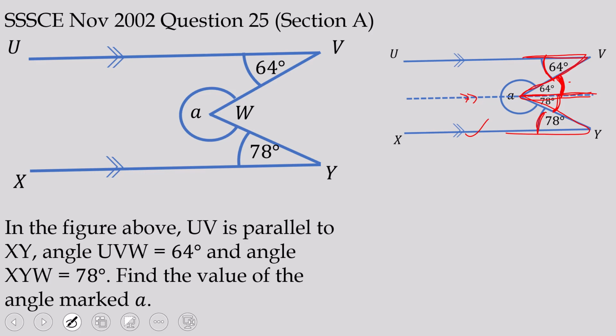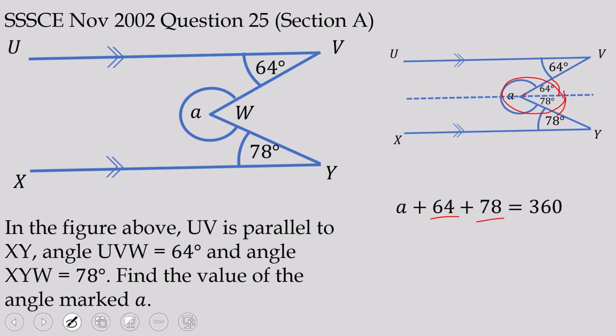So now we have this as 64 and we have this as 78. Now we know that angles at a point is equal to 360 degrees. So that is a complete rotation. So if I take this point over here, the complete rotation is supposed to be 360 degrees. Meaning if I do the A plus the 64 plus the 78, I should get 360 degrees. That is going to be for a complete rotation. So the angle at a point.